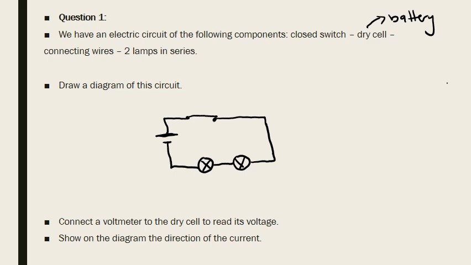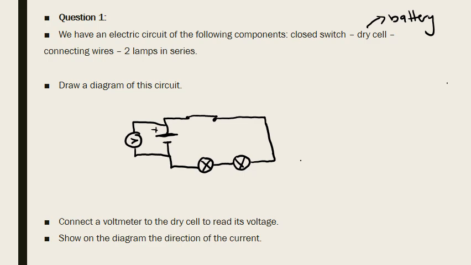Alright, so this is how we draw this. Connect a voltmeter to the dry cell to read its voltage. So the voltmeter is always parallel to the component you want to measure.